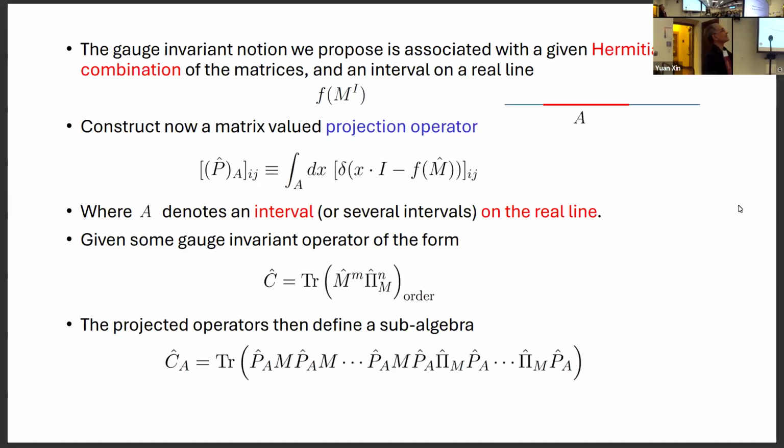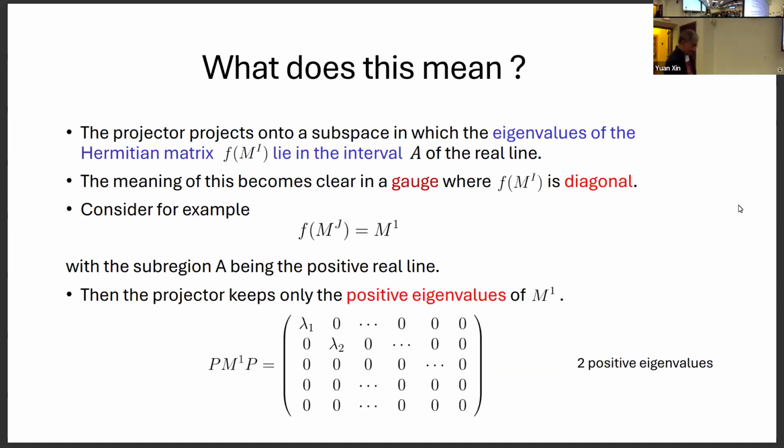This being a projector, I can start with any general gauge invariant operator, some products of the matrices and the canonically conjugate momenta, ordered in some particular way. And to each of these factors of the matrix or the conjugate momenta, I project them out using this projector. As a result, I get a subalgebra of operators, which I can write in this following way. The trace makes it gauge invariant. To look at the meaning of this, as I said, the projector projects onto a subspace in which the eigenvalues of the Hermitian matrix lie in some interval. For example, I look for eigenvalues which are all positive.